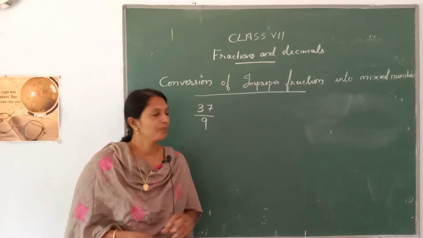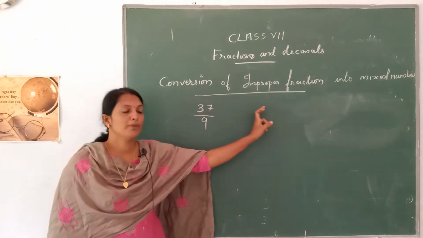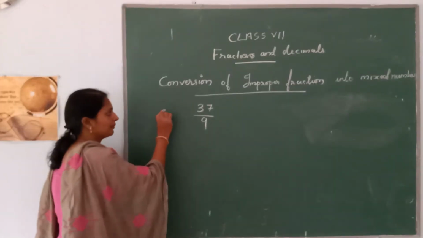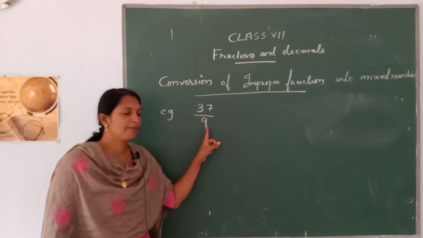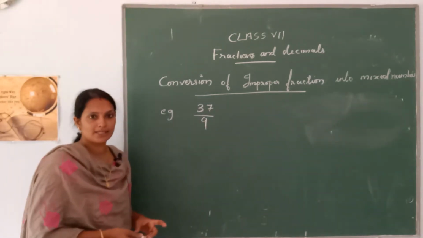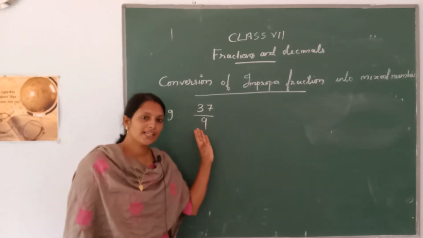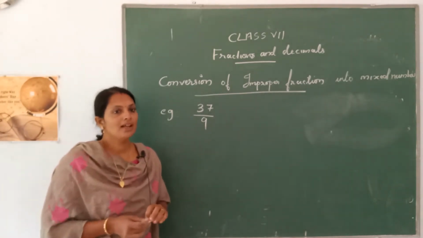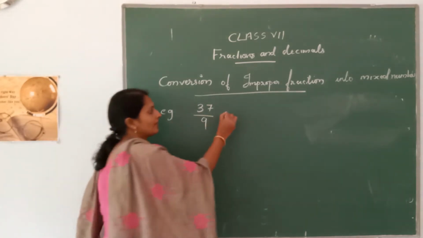Good morning all. Today we will discuss the topic of conversion of improper fraction into mixed number. One example: given an improper fraction 37 divided by 9, convert this into a mixed number. Then what is an improper fraction? Numerator is greater than denominator. That type of fraction is called an improper fraction. Then how do we convert this one?